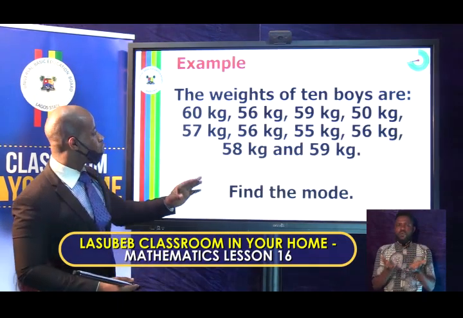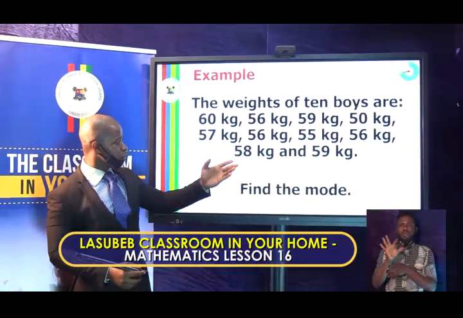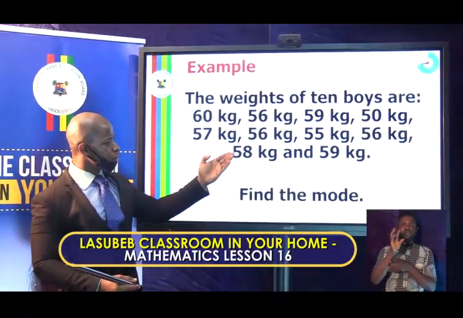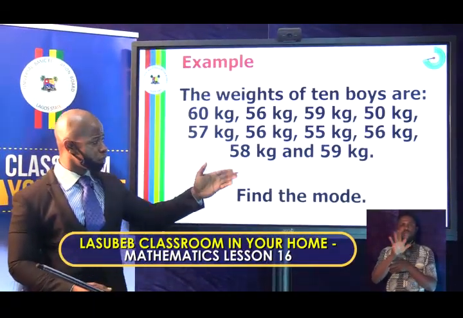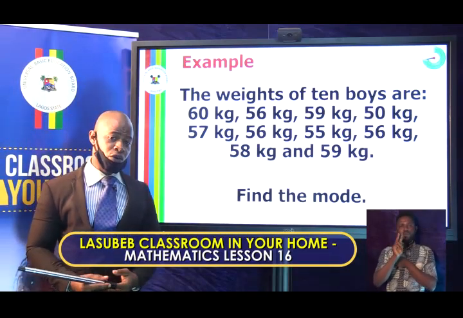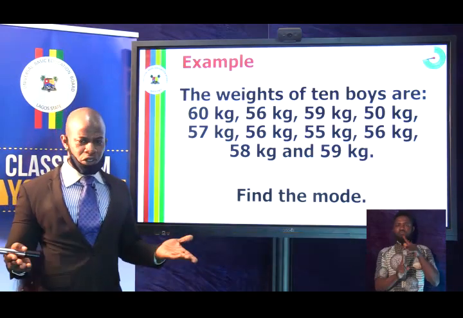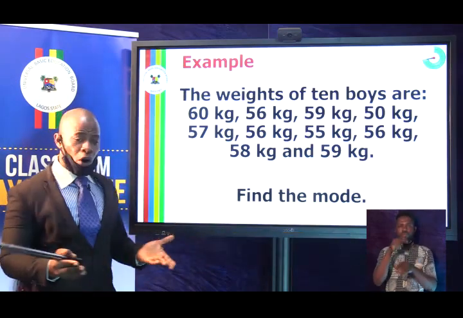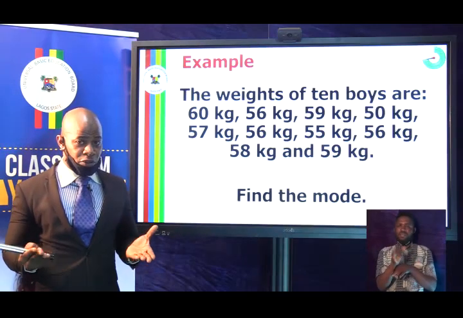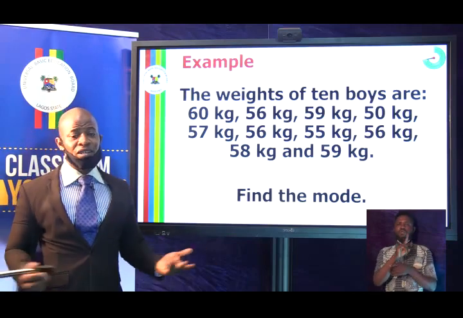The weights of 10 boys are 60 kilogram, 56 kilogram, 59 kilogram, 50 kilogram, 57 kilogram, 56 kilogram, 55 kilogram, 56 kilogram, 58 kilogram, and 59 kilogram. Now you see that some of these data are recurring. Of course, it's possible that some boys will have the same weight, and some boys will have different weights. Now, the question says, find the mode.